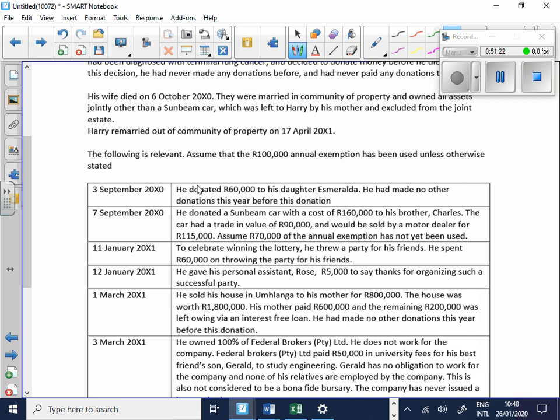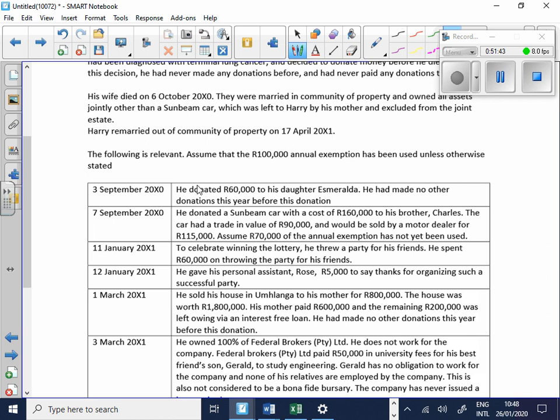Open market value is different things to different people. So just remember, what is the open market value to me, not what? Do you understand where I'm coming from? So sometimes they do something like this. So then the 70 is done. To celebrate winning the lottery, he threw a party for his friends. Is that a donation?